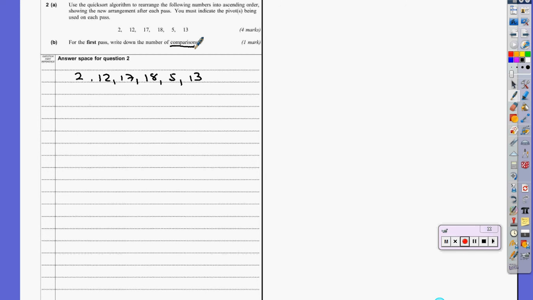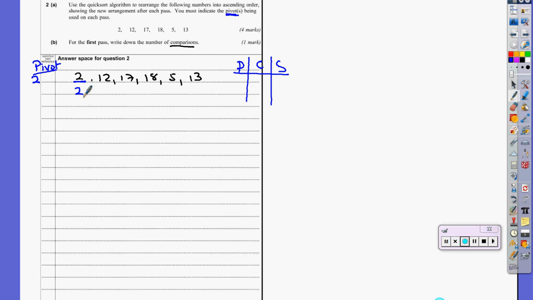So as I go along, I'm going to write the pass, comparison and swap, so that we know what's going on. And also it says you must indicate the pivot or pivots being used. So I'm going to write pivot here, and under here I'm going to write the pivots I'm using. The pivot is always the first term in the list or a sub-list. So I'm underlining 2 as my pivot, and I'm going to write 2 there.